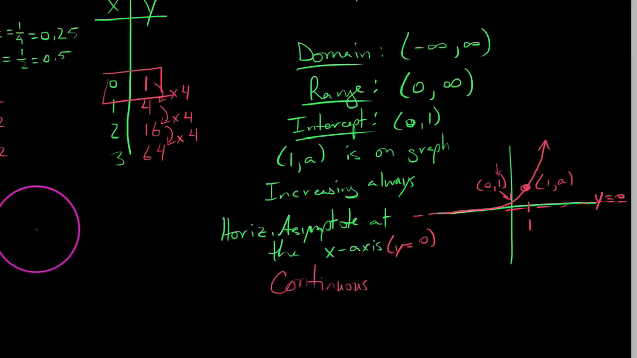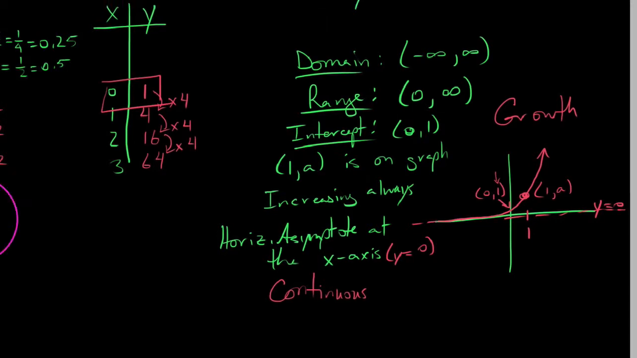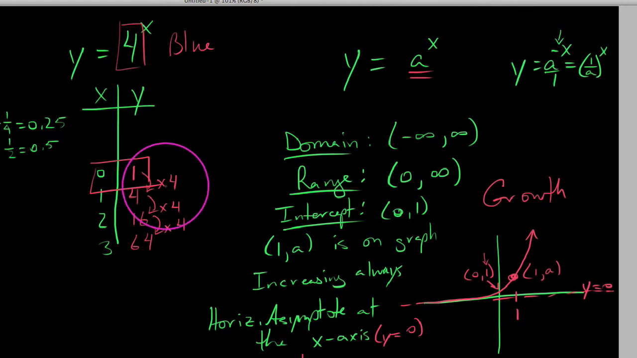Before we shut this video off, I do want to bring up one fact. We would refer to this as growth. So growth in this instance, what if we were to explore now y equals a to the negative x? This would be the same thing as 1 over a to the positive x. Recall that this negative exponent sends the a downstairs. So what would it look like?